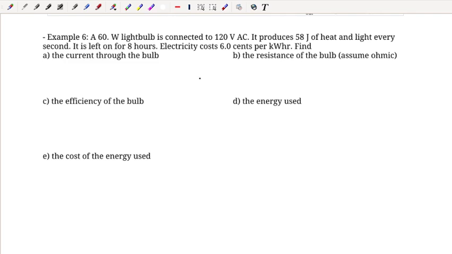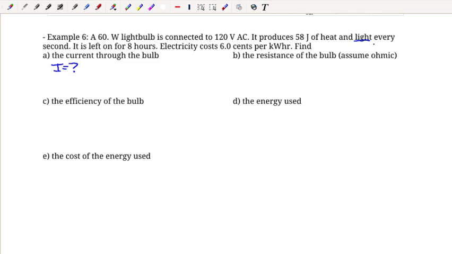Find the following. So we're told it produces both heat and light. Light is actually what we want from a light bulb, so anything that's heat is going to be wasted, is not going to be considered part of the efficiency, or it's going to be a drain on the efficiency. So we want to first find the current through the light bulb. We're looking for what is I.